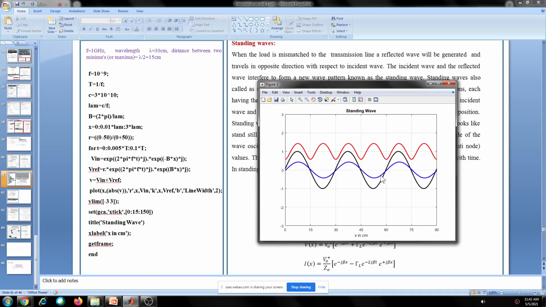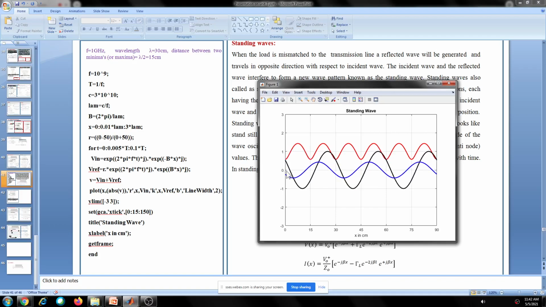Now the addition of these two waves again, you can see here it is standstill. The magnitude of the two waves looks like a standstill on the line. It is not moving at all over the line. It looks like a standstill, with a minimum and maximum amplitude.